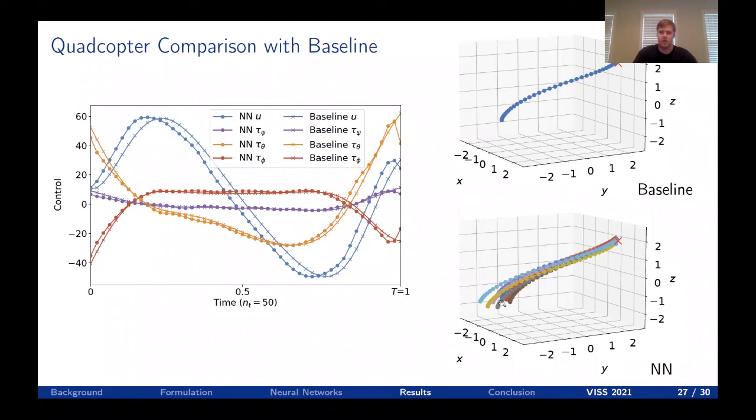A neural network, remember, works on a global setting. So then for any of these initial conditions, this is how it would solve the problem. And you can even look at a comparison here of the controls themselves. So the neural network and baseline are learning very similar strategies for how the quadcopter should function to get from initial point to target.